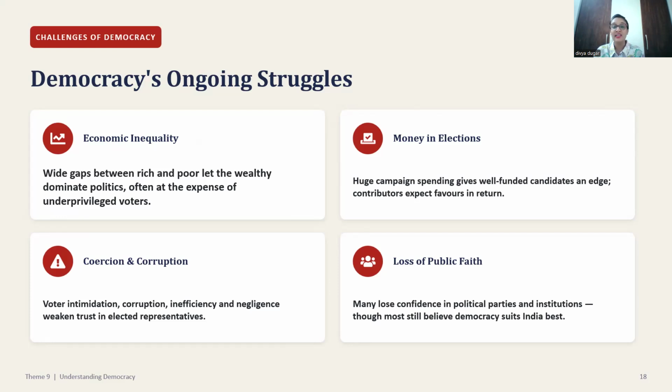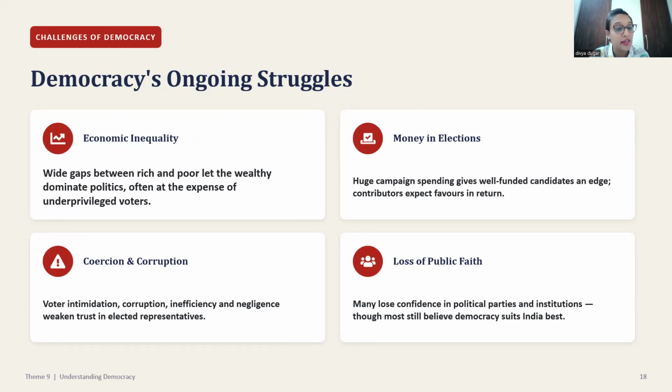Another challenge of democracy is that many times political leaders spend a lot of money on campaigning during elections, which is not good. This is again a challenge to democracy. That is why bribery should not take place and corruption should not take place. They are all challenges to democracy.